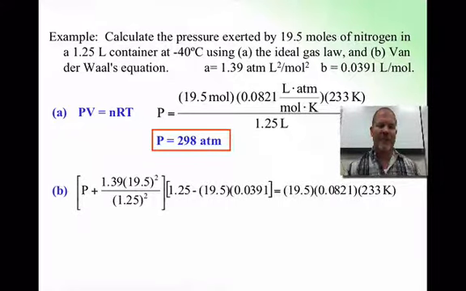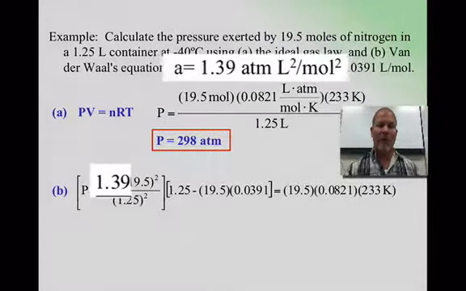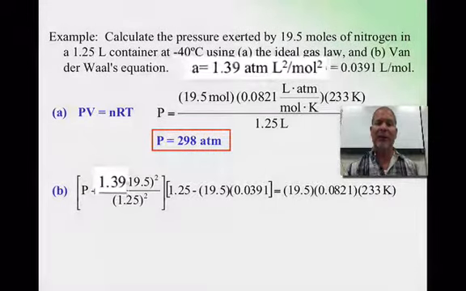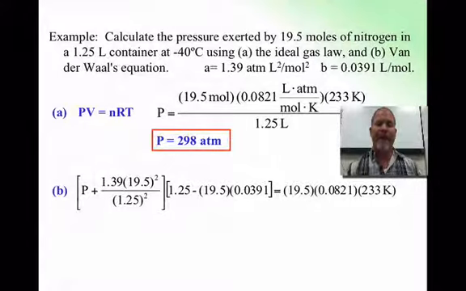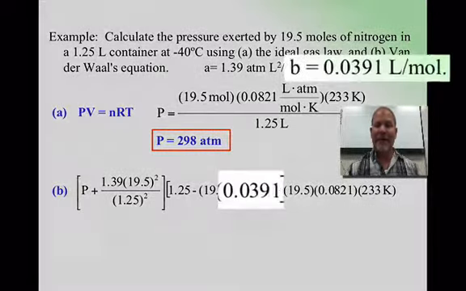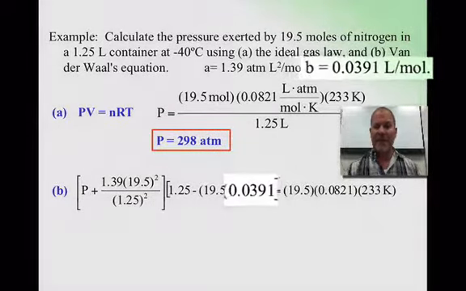And here's van der Waals equation. We plug in our A, which I gave you in the top of the column there, 1.39 atm times L squared divided by mole squared. And then you divide it by your volume squared, so 1.25. I give you that in the problem. And then times, that was your modified pressure, times your modified volume. So volume is 1.25 minus moles times B, and equals nRT.